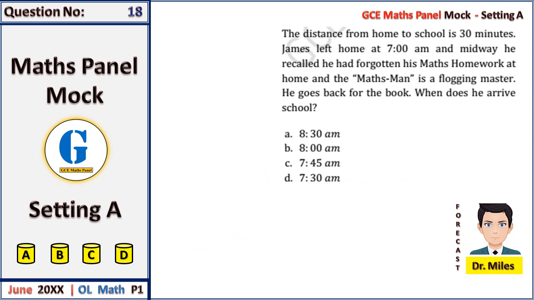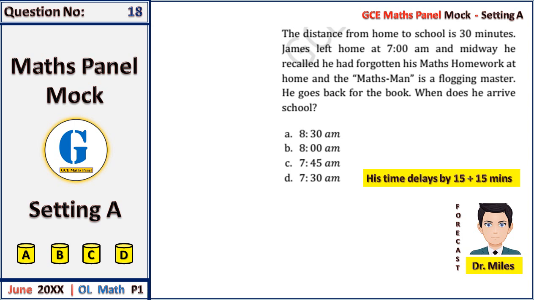The distance from home to school is 30 minutes. James left home at 7 a.m. and midway he recalled he'd forgotten his maths homework at home, and the maths man is a flogging master. He goes back for the book. When does he arrive at school?